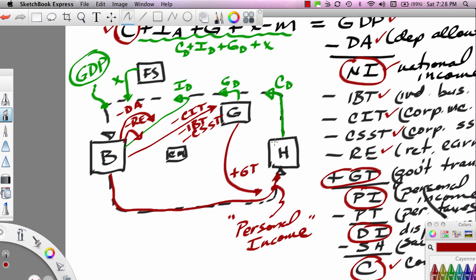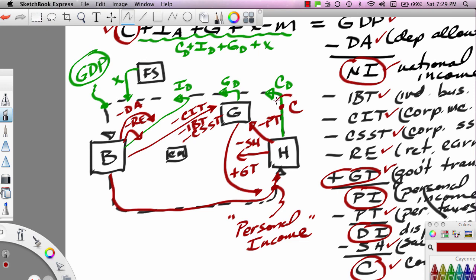Now, households receive their personal income, and what do they do? They pay personal taxes. To whom? The government. And then what's left over is disposable income. So let me check these off. So again, we checked off government transfers, personal income. We check off personal taxes. Now we're down to disposable income. But households also save. So minus saving by households. And what's left over? What's left over is C.